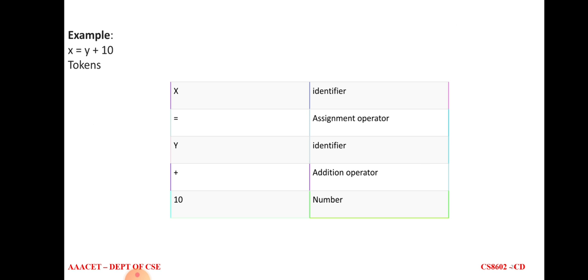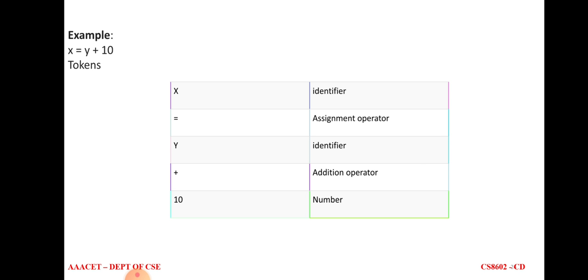Let us take an example. x = y + 10. This is part of the source program, which means it is a line of the source program. So the lexical analysis reads or scans the part of the source program from left to right. First of all, the lexical analysis reads the single character x only. So x is a lexeme. Each and everything is a lexeme.